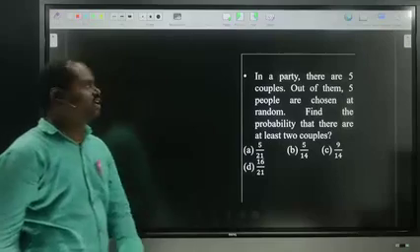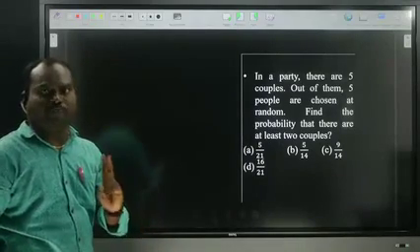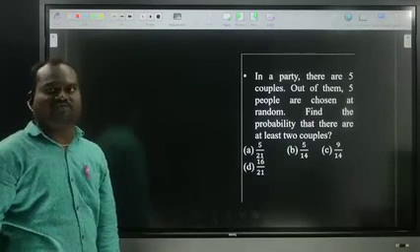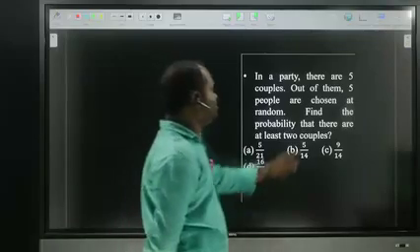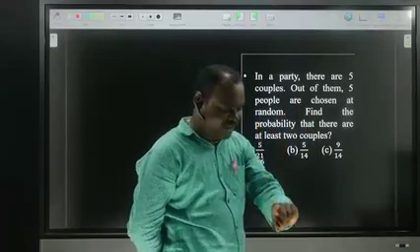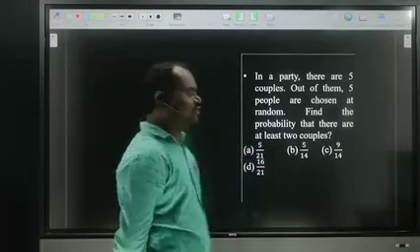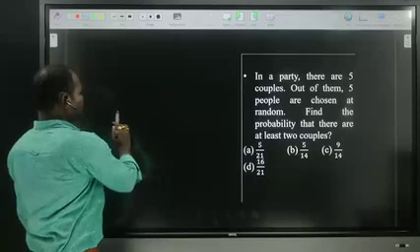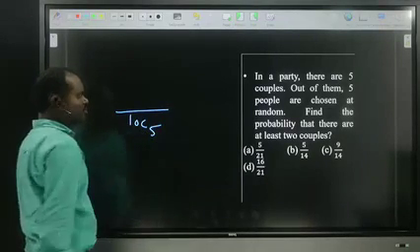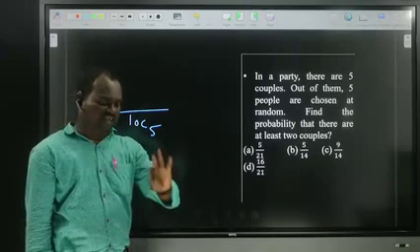In a party there are 5 couples. A couple is nothing but husband and wife, 2 persons. 5 couples means how many persons are there? 10 persons, totally. From those 10 persons, we should select 5 people. That means what is the denominator? From 10 we should take 5: 10C5. Okay? That's why the denominator is 10C5.